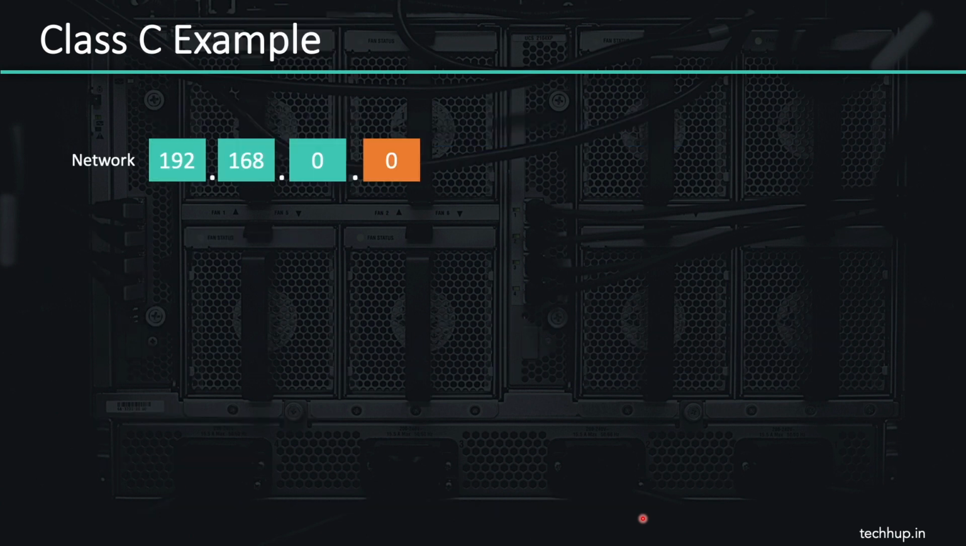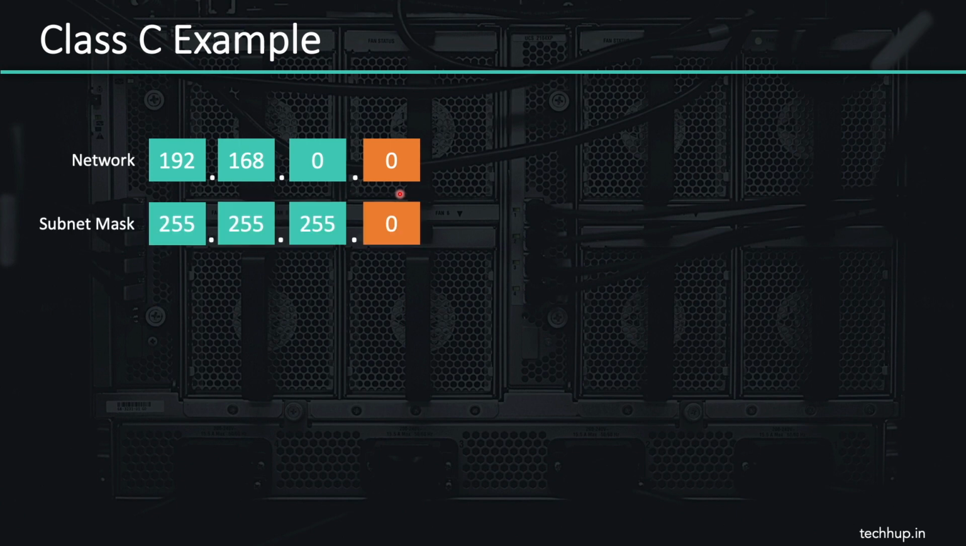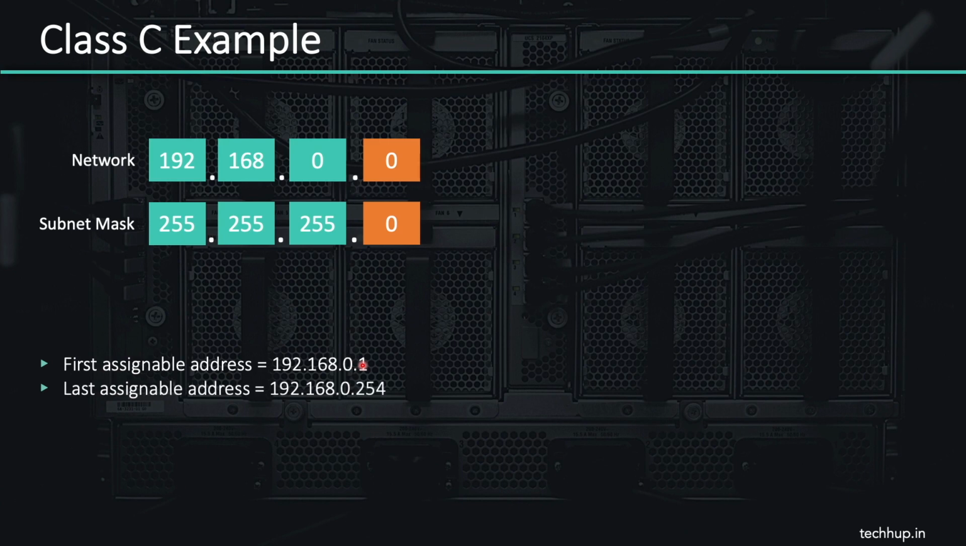So suppose I am working with a network 192.168.0 dot and going beyond, like with this host address, the subnet mask would look like this. And the first assignable IP would be 192.168.0.1 for this network, and the last would be 254. And again, as discussed, the very first IP, which is dot 0, and the very last IP, which is dot 255, would be reserved. Hence, we cannot use it.